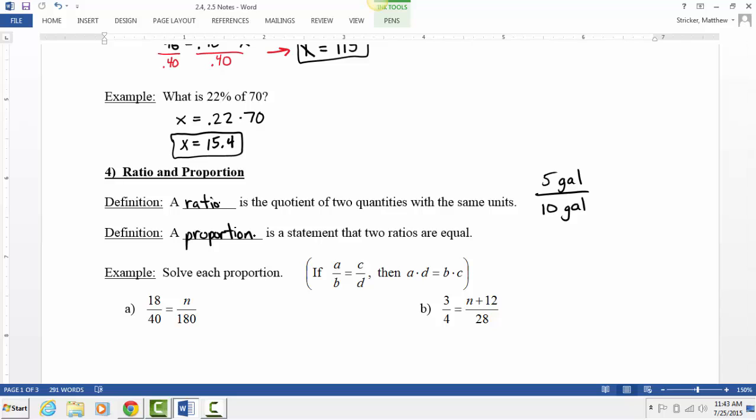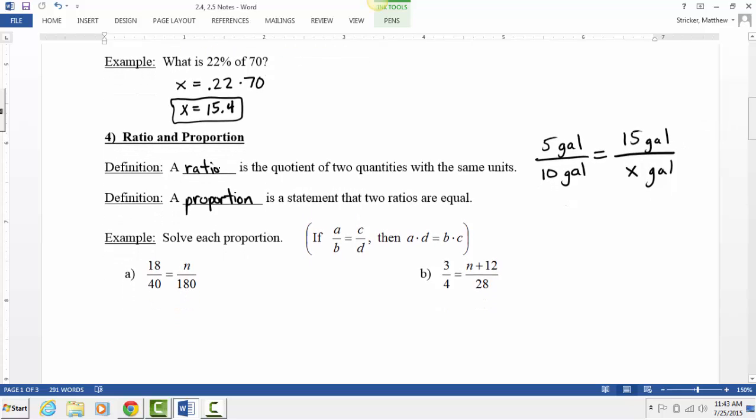So you might have something like, let's actually come back here to the previous example: 5 gallons over 10 gallons is the same as 15 gallons over x gallons. So that might be an example there of a proportion and a ratio. All we're really going to worry about in this video is how to solve them.